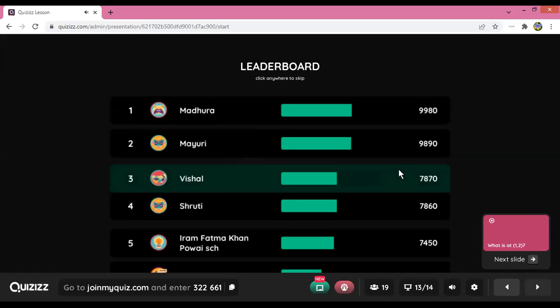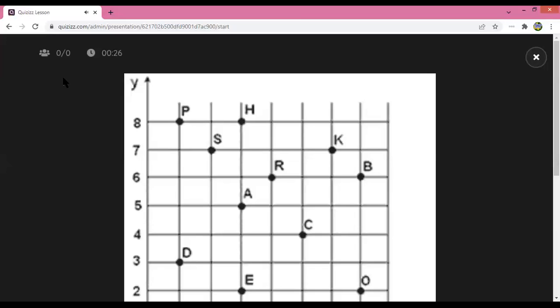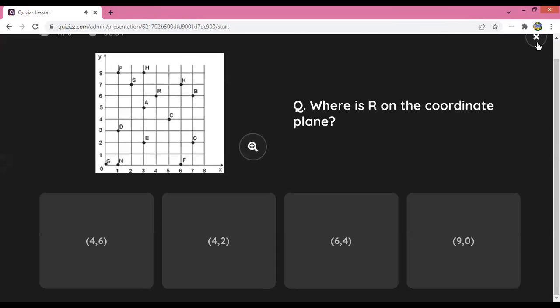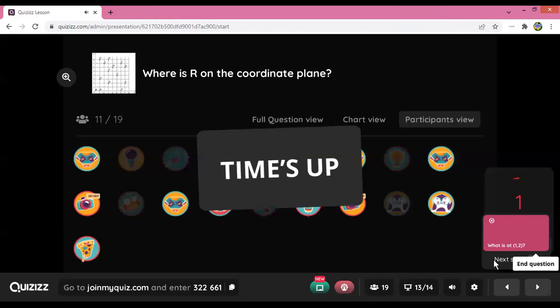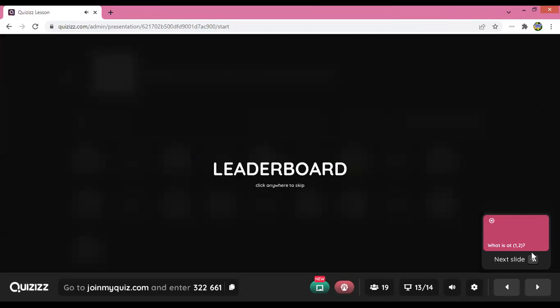Next question. Where is R on the coordinate plane? You just need to find out coordinates. Okay, so what are the coordinates of point R? Always start with x first. So for R, what is x? Sorry, x first and then y. So x is 4. What do you see for y? Okay, time up. X was 4 and y was 6. So 4, 6 was the correct answer.